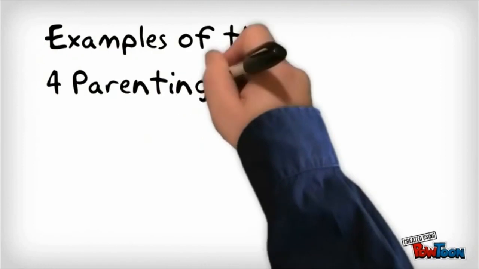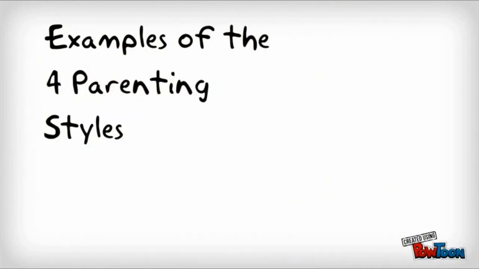Now we've gone over Baumrind's theory of parental styles and have looked at the four main styles of authoritative, authoritarian, permissive, and neglectful parenting. We'll look at some examples and figure out what style of parenting is demonstrated in these examples.